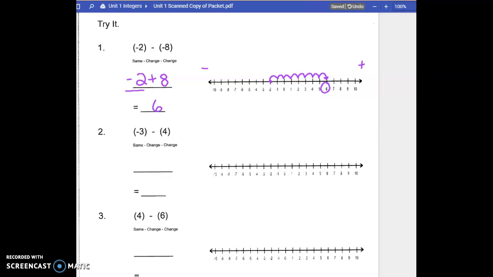Okay, so that tells me that -2 minus -8 is 6. It also means that -2 plus 8 would be 6. Okay, but we answered our question. Now we're going to do -3 minus 4.